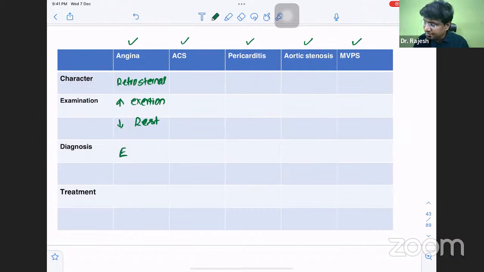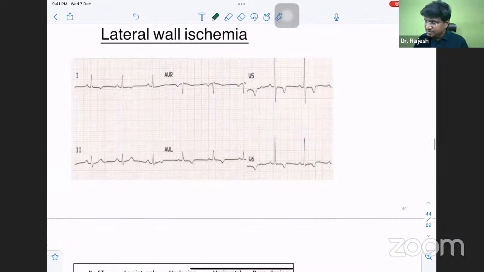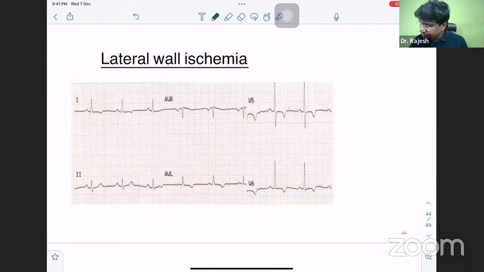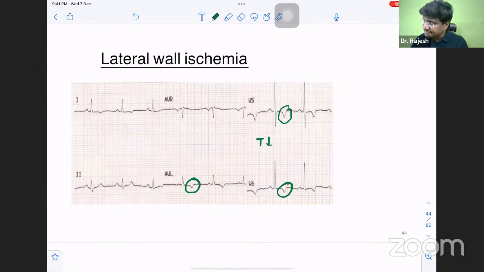And diagnosis is mainly by your ECG. But ECG will not confirm this particular angina, because in ECG, what can you find? Some non-specific ST-T changes, right? So in this ECG, you can see T-wave inversions in the lateral wall. But just by seeing this T-wave inversion, can you confirm stable angina? No, because T-wave inversions are present in many conditions. It can be there in bundle branch blocks, in left ventricular strain pattern or even right ventricular strain pattern. And these T-wave inversions can also be there in electrolyte abnormalities like hypokalemia.